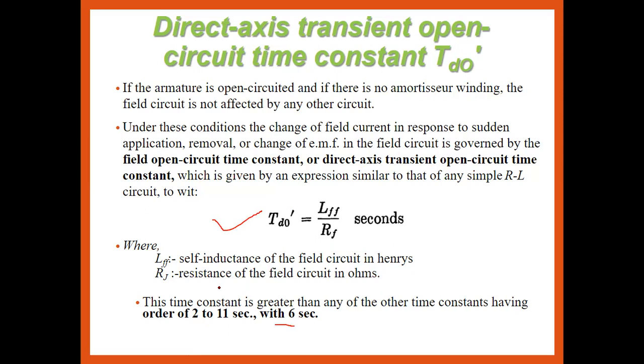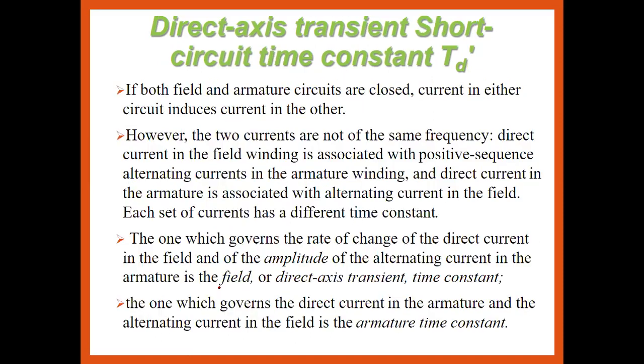Okay, so let us move to the next time constant, that is, the direct axis transient short circuit time constant. Earlier we saw the open circuit, now it is the short circuit. In the short circuit, the field and the armature should be closed, and the current in either one induces a current in the other.